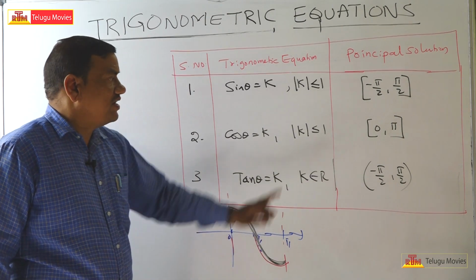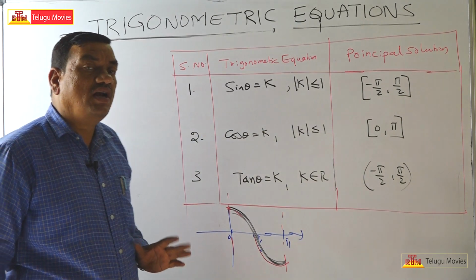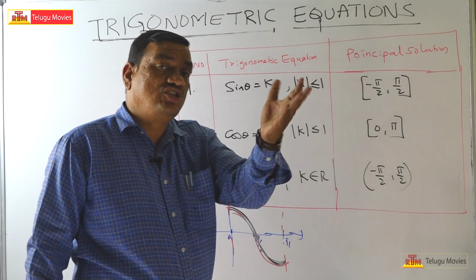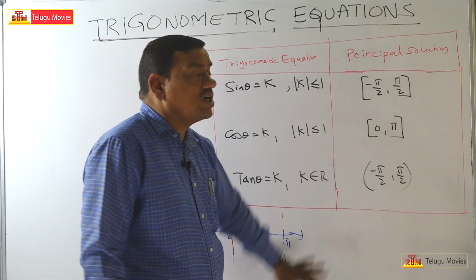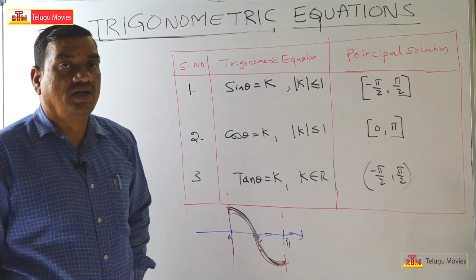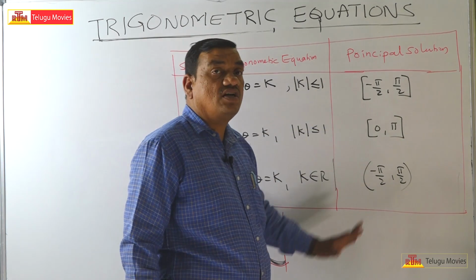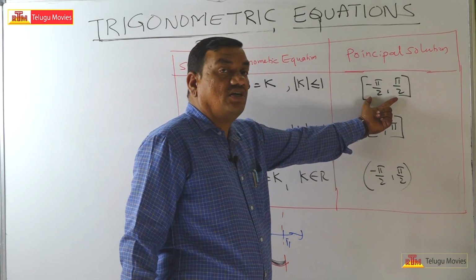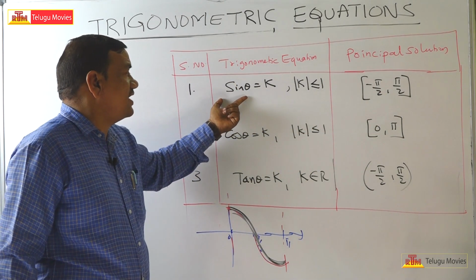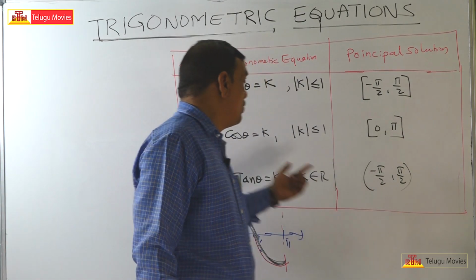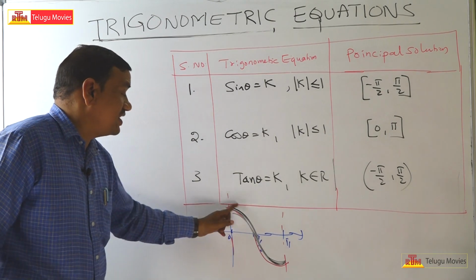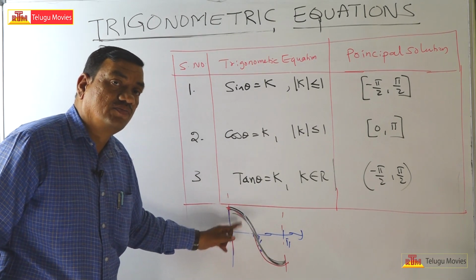These intervals are very important for our next chapter, inverse trigonometric functions. These concepts are very important. In this interval, y is equal to sin theta is a bijection. In the interval 0 to pi, y is equal to cos theta is a bijection. Here, this curve is a bijection.